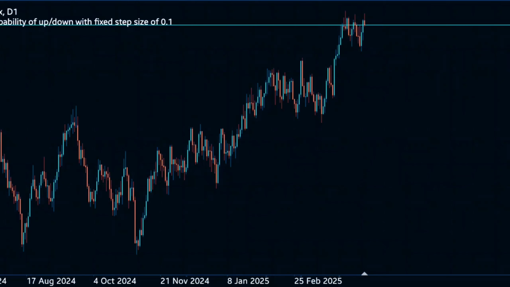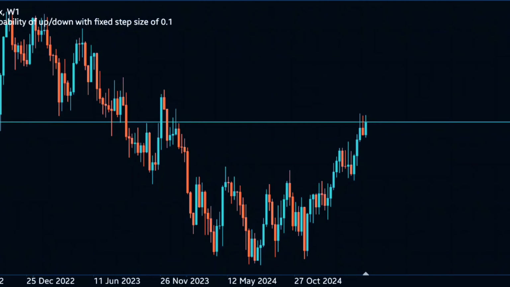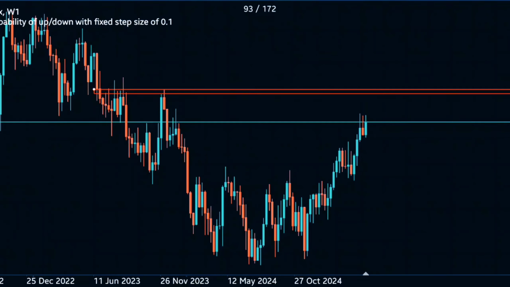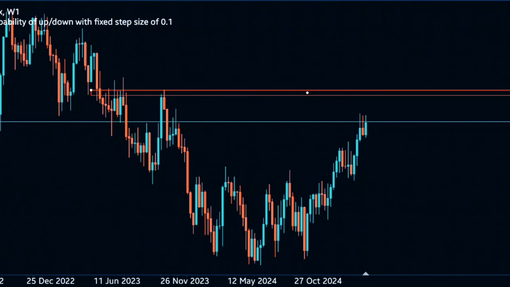So what will I do first? I would go to the weekly and mark out my support and resistance areas. I would mark here first. Why? Because this is a swing area. This is a pullback, then flushed all the way through. So I'll do that.